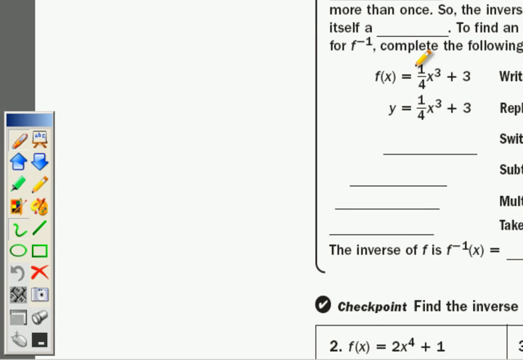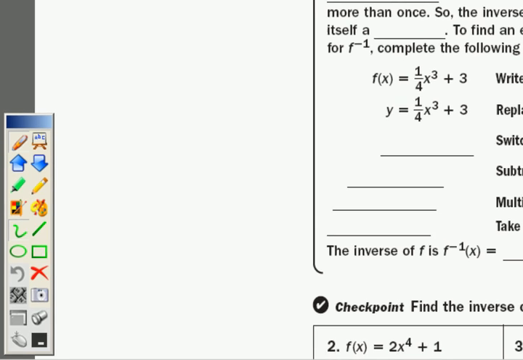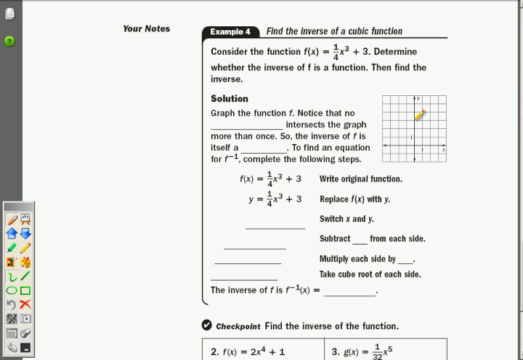So we take a look at example 4, and they say consider the function f of x equals 1/4 x to the third plus 3. Determine whether the inverse of f is a function, then find the inverse. So the first thing I have to do is graph this function. If you graphed it, you would notice it crosses right here at 3, and if you threw it on your calculator, it would look something like that.